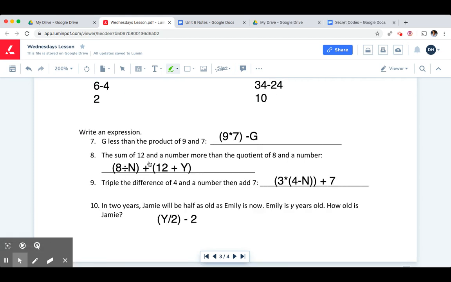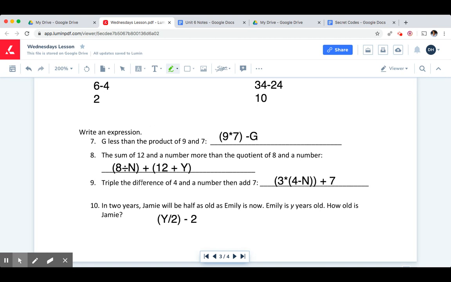The secret code for today's math quiz is mug, M-U-G. Last, you're going to check your work for numbers 7 and 8 against what I have written on the screen, and we'll do numbers 9 and 10 together.